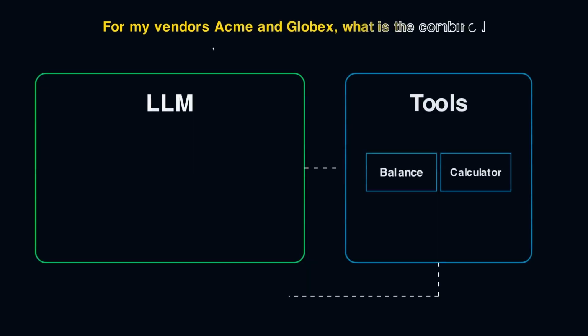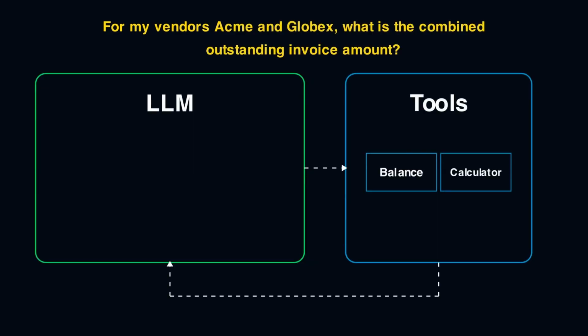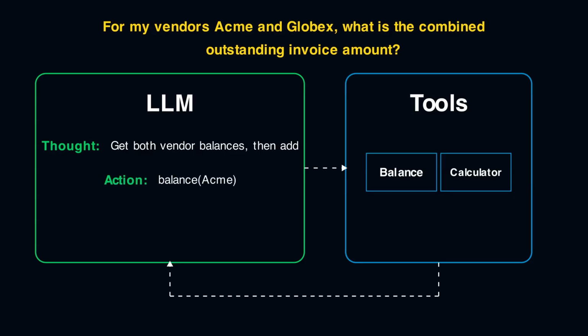And let's use a common enterprise example here. I have two vendors, Acme and Globex. What is the combined outstanding invoice amount right now? The question comes in. The LLM will first think I should fetch each vendor's outstanding balance and then add them. It will then tool call to an action, the balance, observe that result of $42,500. It will then have another thought. I've obtained the first vendor's, now I need to get the second.